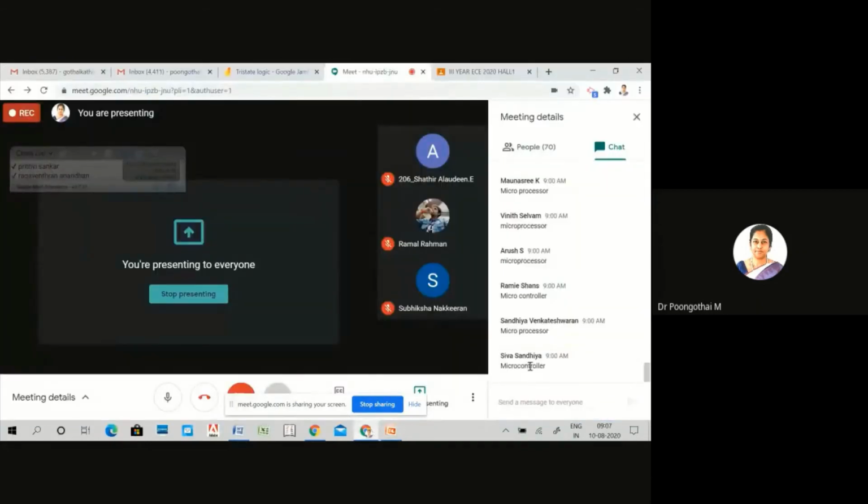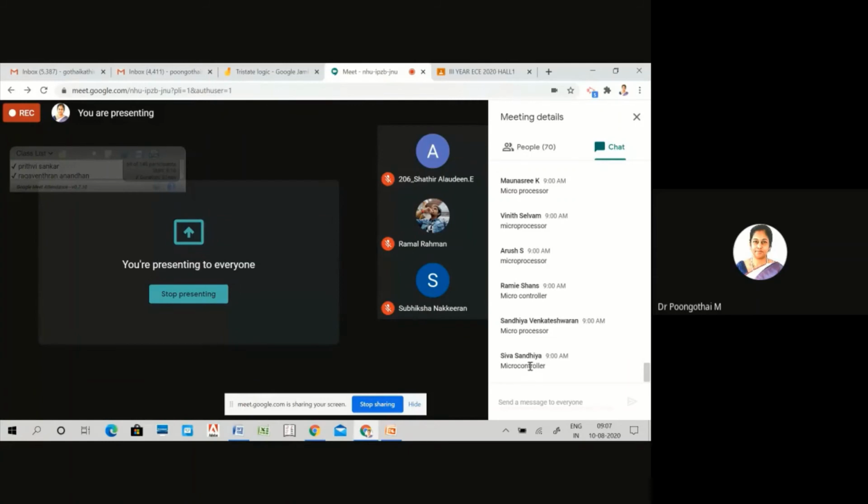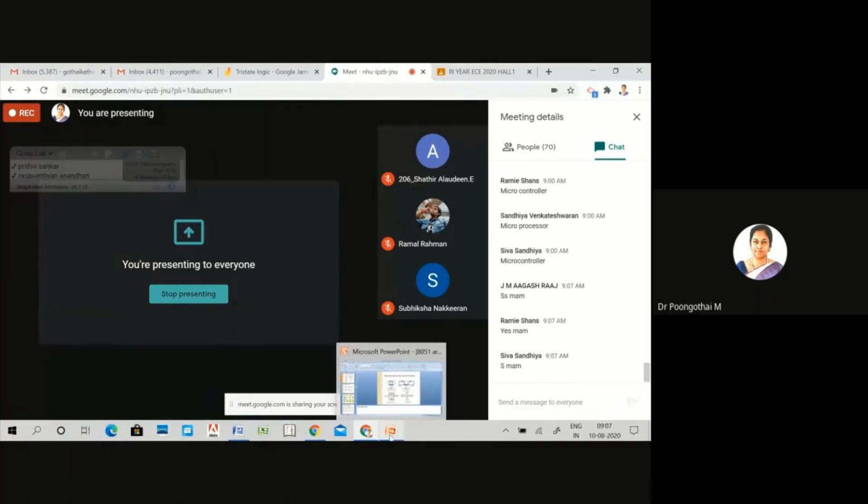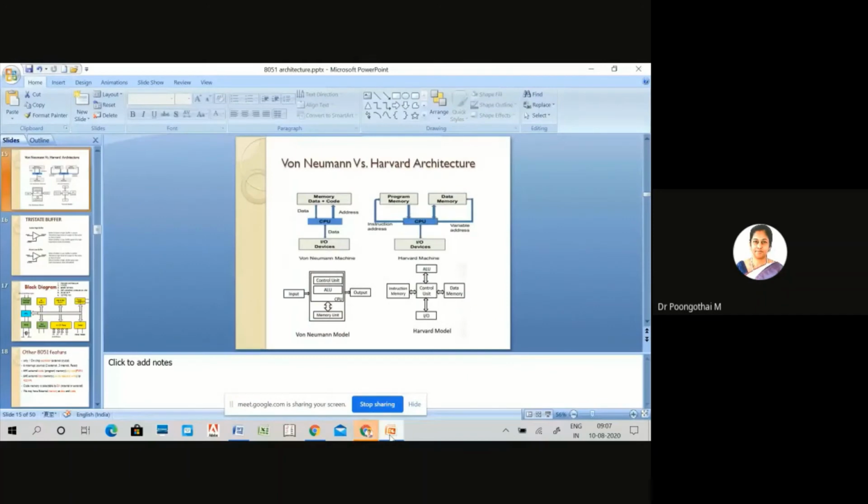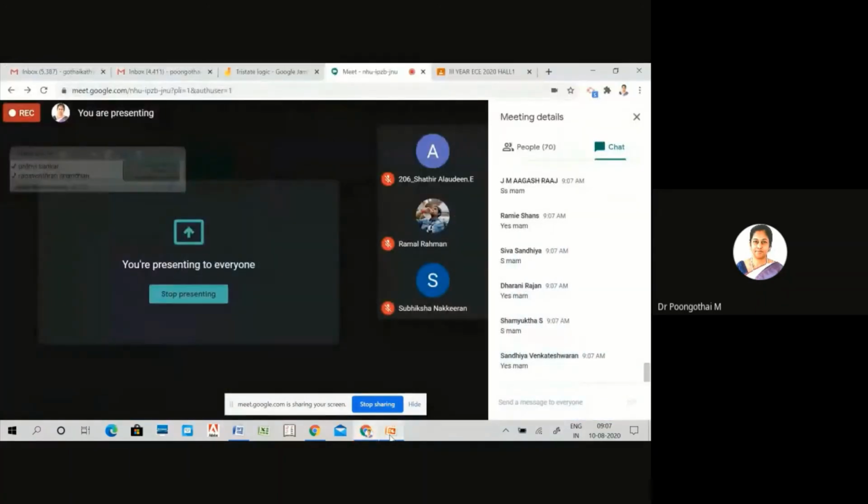Any doubts? Do you understand the difference between von Neumann and Harvard architecture? Von Neumann means it's a single storage. Harvard means it consists of 2 memory elements for storing both your data and program.